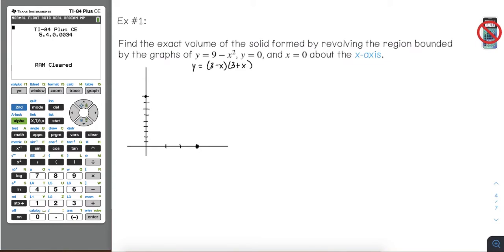If I plug in 1, I get 9 minus 1 is 8. If I plug in 2, 9 minus 4 is 5. So 1, 2, 3, 4, 5. All right, so we have a little quarter of a parabola here.